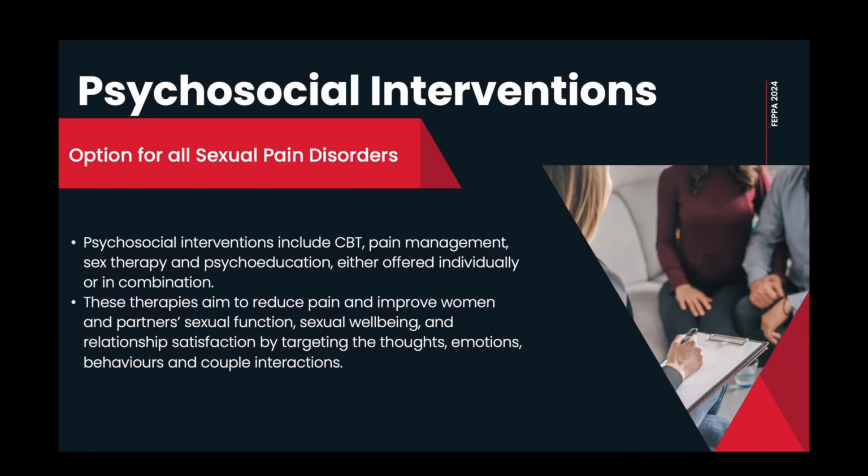Psychosocial interventions are options for all sexual pain disorders. These include cognitive behavioral therapy, pain management, sex therapy, and psychoeducation. Preferably, it should be offered to both partners, either individually or in combination. The aim is to reduce pain and improve satisfaction by targeting the thoughts, emotions, behaviors, and couple interactions.